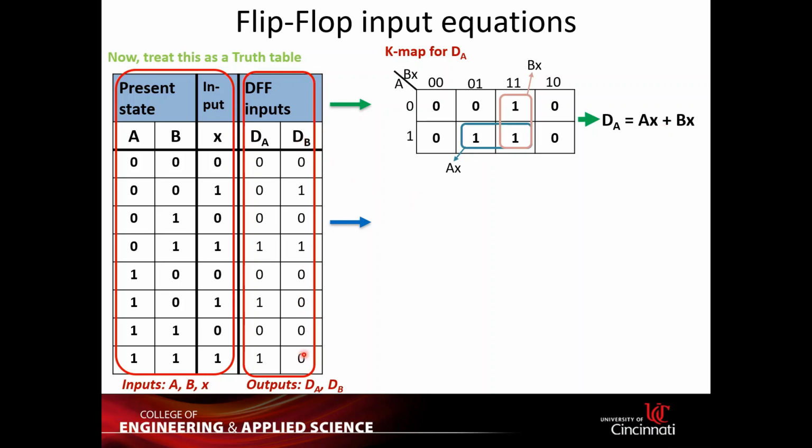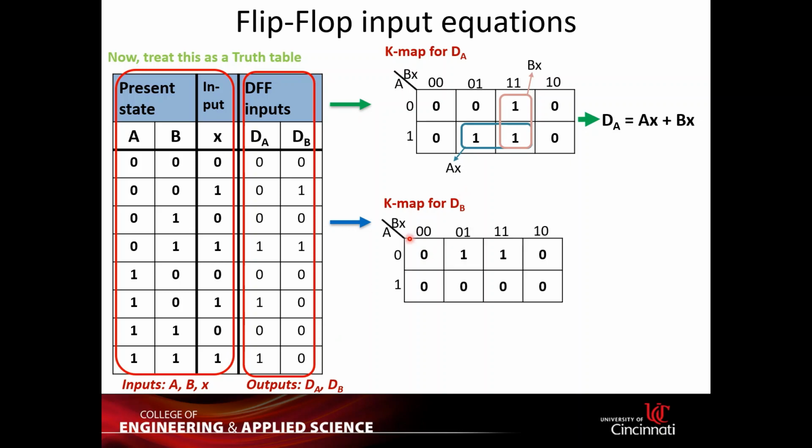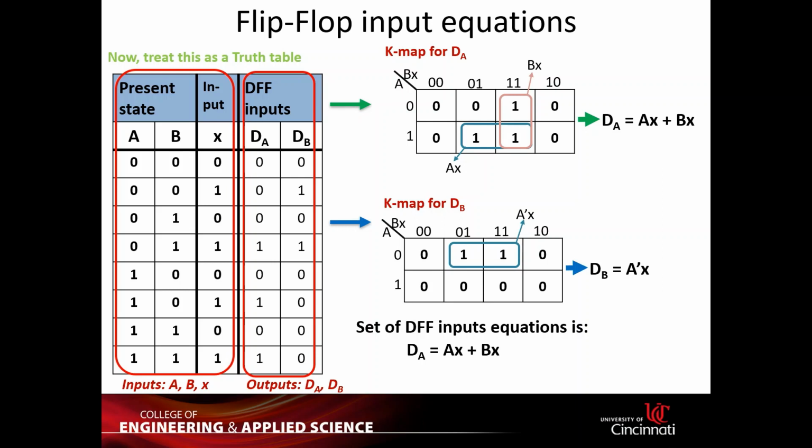Likewise, we can do the same thing with the DB column. So we can make the K-map for DB. So this is the K-map for DB. And how can we do the grouping? Right here. Okay, we start grouping it and provide the terms. So now we have DB equals A'X. So now we have the D flip-flop input equation set: DA equals AX plus BX, DB equals A'X. Okay.